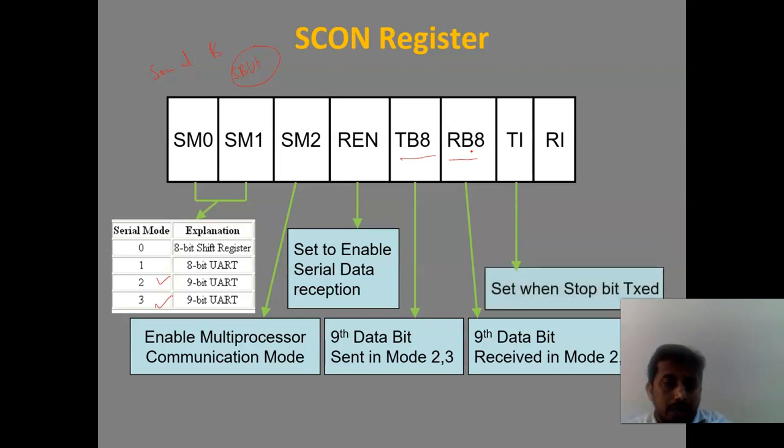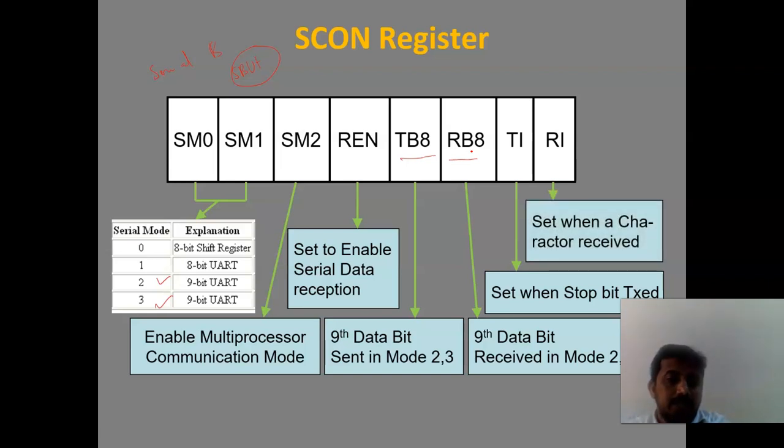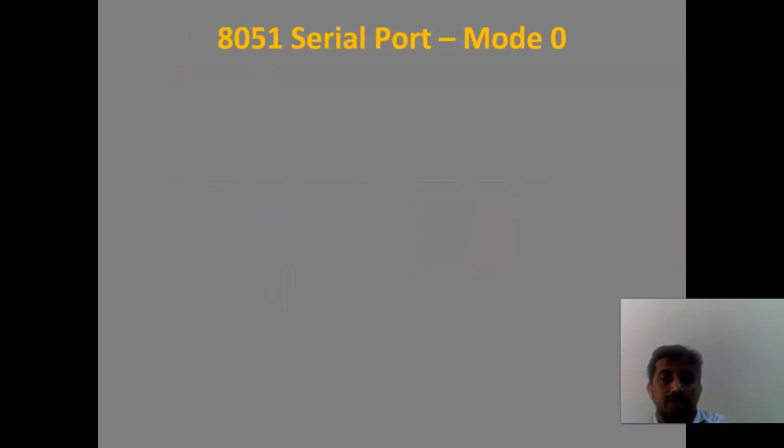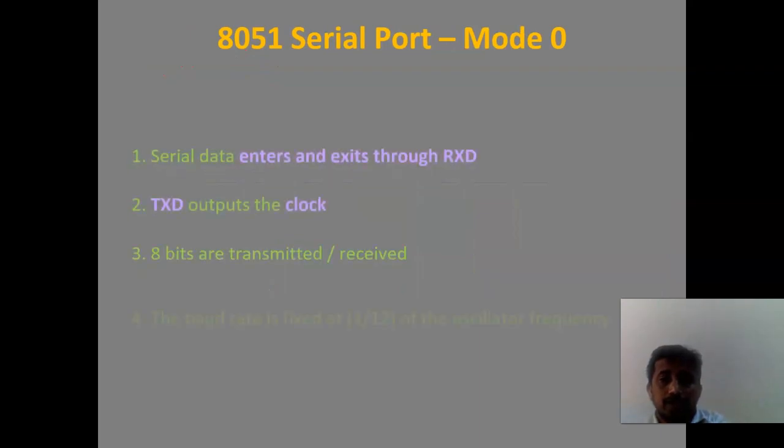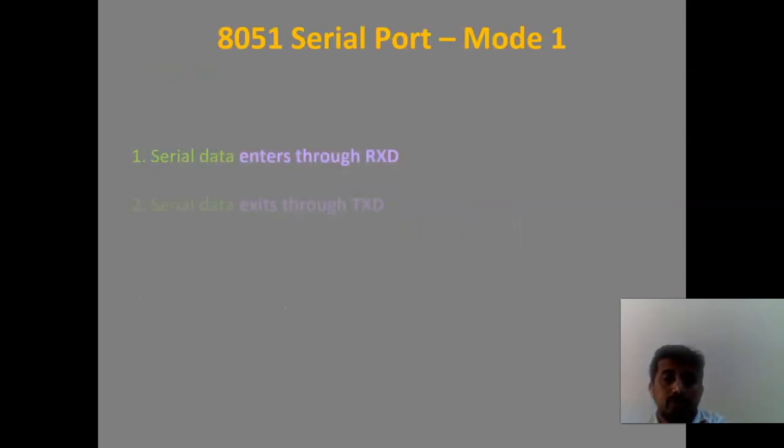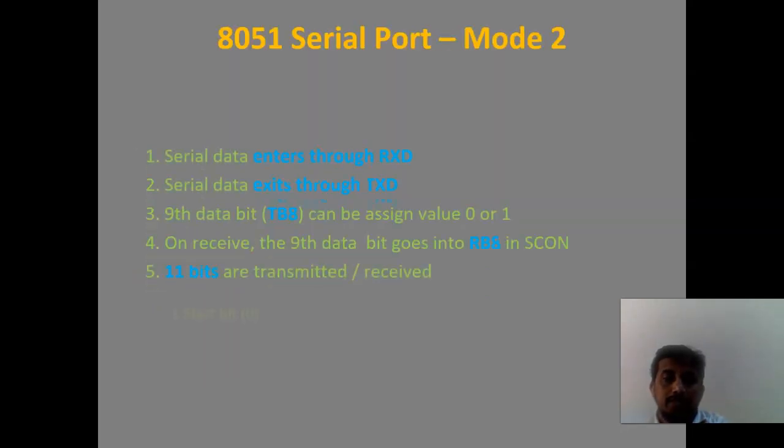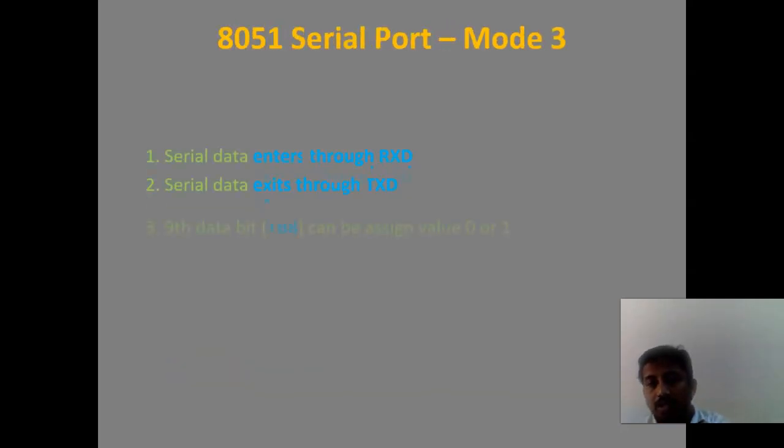Similarly, for the start bit and stop bit, the flag is set when a character is transmitted or received. This is what we'll be having. We won't go into the details about the modes of serial communication, we'll just have a glance at this one. So these are the four modes of operation of serial communication.